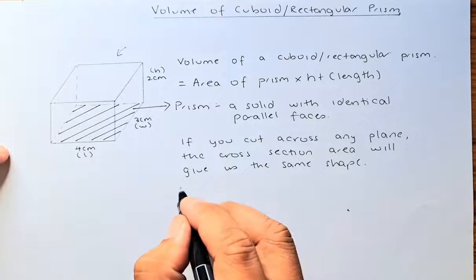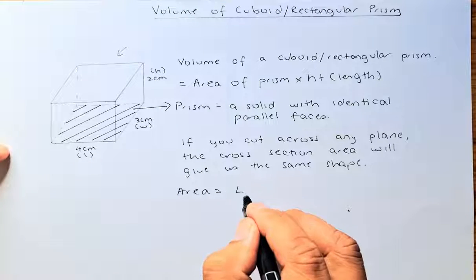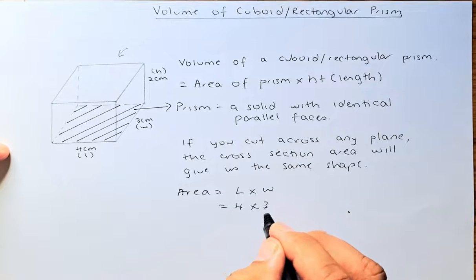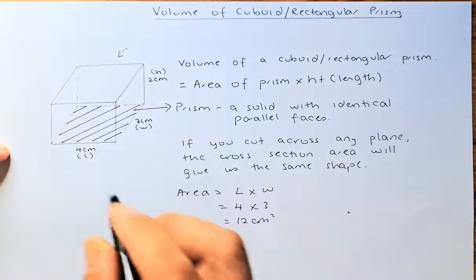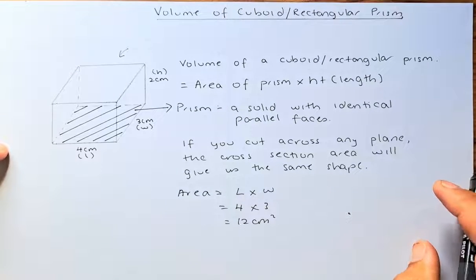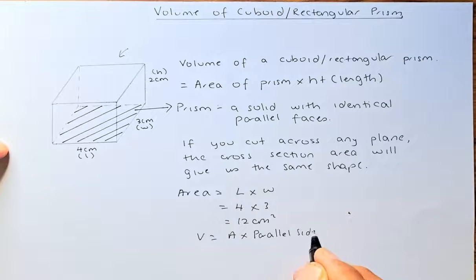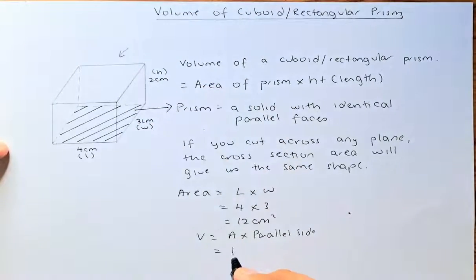In this case, first you find the area, which is the length times the width. The length is 4 and the width is 3, and you get 12 centimeters squared. You calculate the area of the prism first, and then to calculate the volume, you take the area multiplied by the parallel side. In this case, the parallel side is the height, because as you rise up, the height will be 2, so it's going to be 12 times 2, and that will give you 24 centimeter cube.